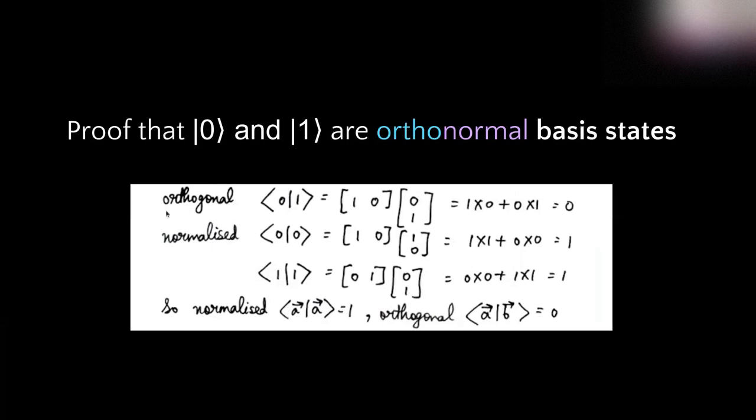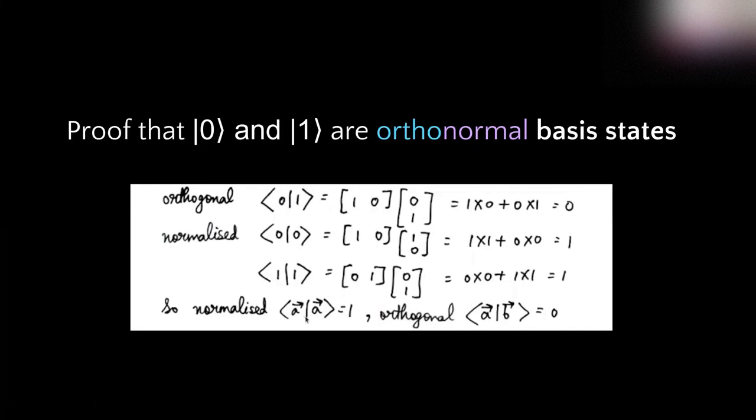Orthogonal means that they are at 90 degrees. So if we take their inner product, what we get is 0, which means that there is no shadow of A vector on B vector, meaning that they are at 90 degrees. And they need to be normal, which is normalized. So if we take their inner product with themselves, what we get is 1. And we just saw earlier that if we take the inner product of a vector with itself, what we get is the length squared of that particular vector. And if it's 1, then the length of the vector is 1, and therefore it is normalized.